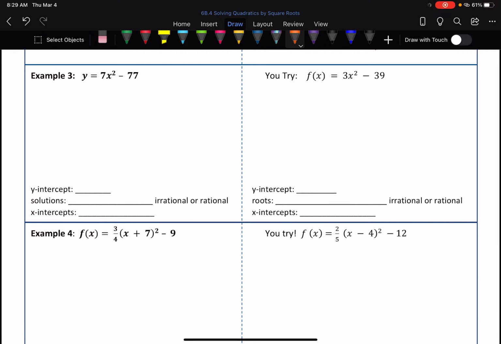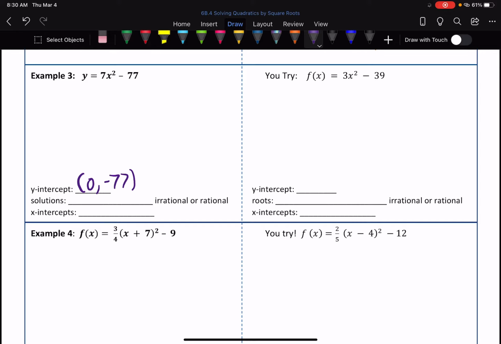So example 3 says y equals 7x squared minus 77. First off, this is in standard form, so the key characteristic is our y-intercept. So we look at the c value. Now I've got (0, negative 77) as my y-intercept. If we were to graph that, that would be a really ugly, disgusting graph. But it's fine. It happens. Let's see what happens when we solve for our roots here.